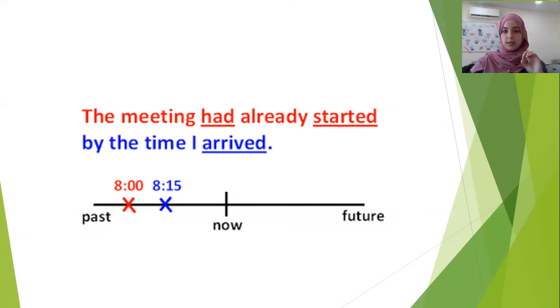As you notice, had plus verb 3, this is the first portion of the sentence. The second part of the sentence, I used verb 2. So, this is the present. All of this is the past. So, arrived at 8:15. So, this is verb 2. So, I went one step back into the past. And I want to go more into the past. So, I want to go one step more back into the past.